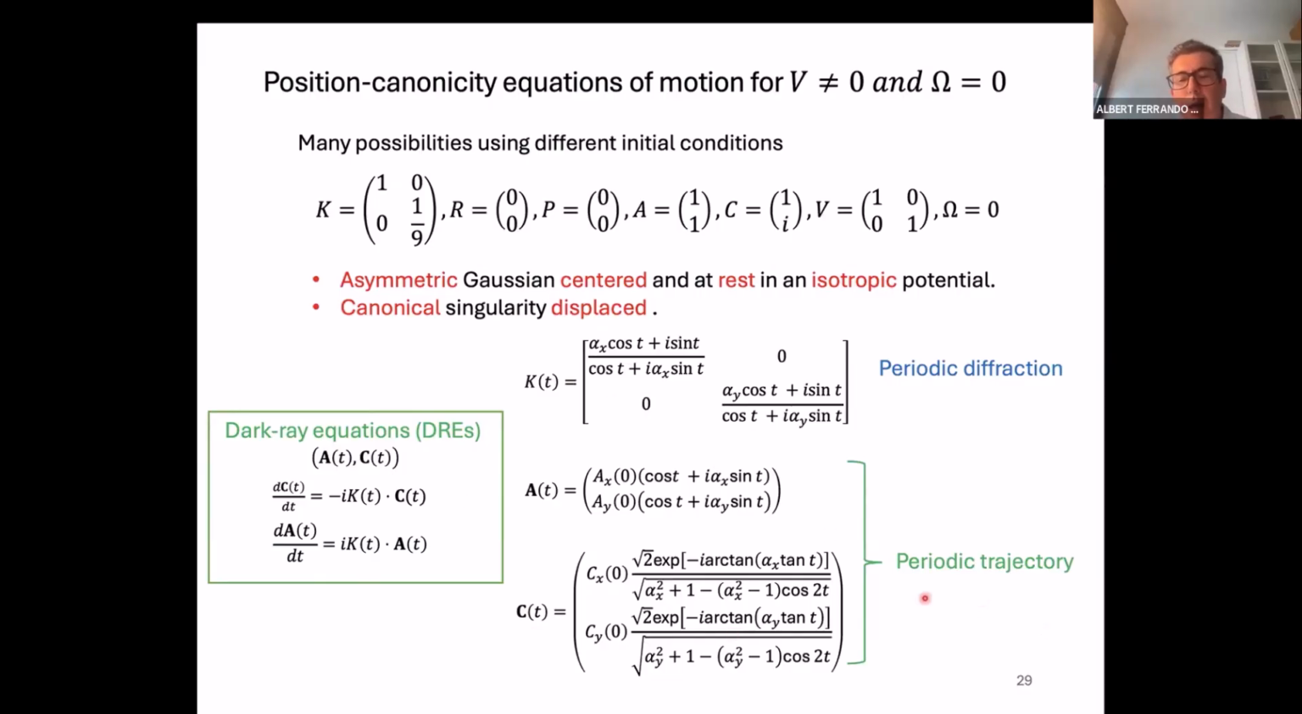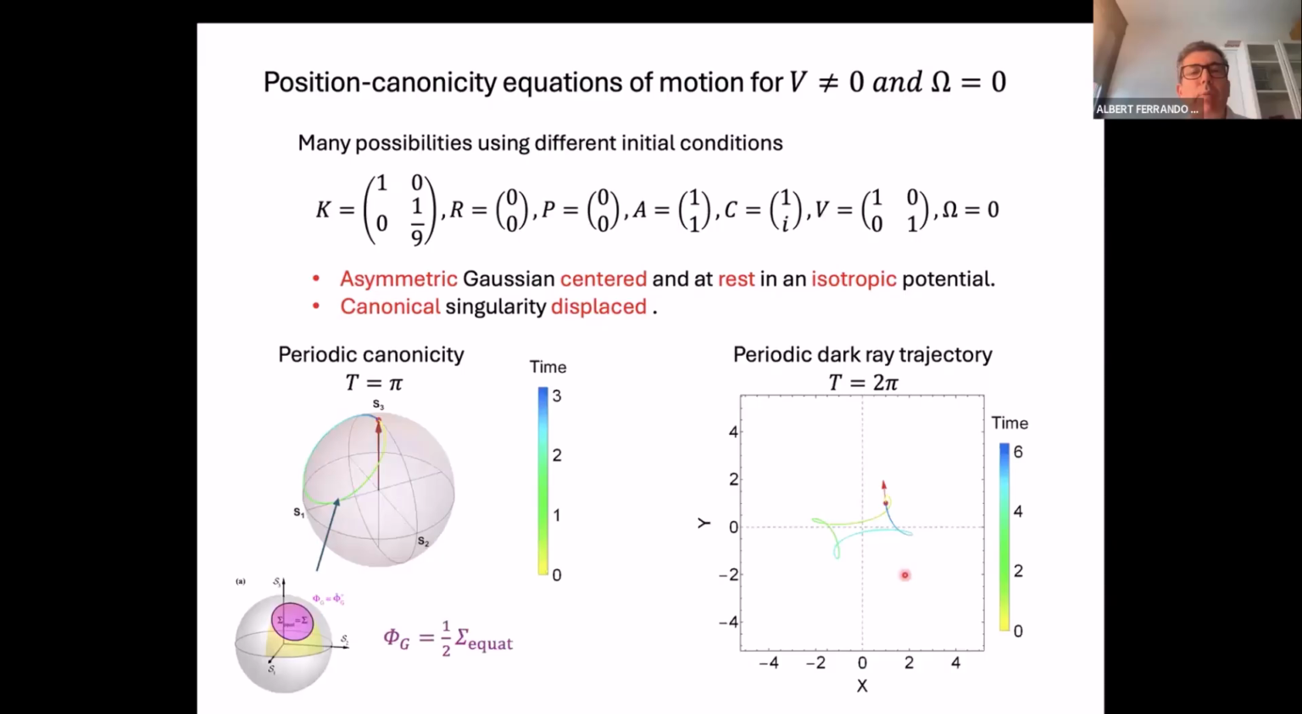And you see here, you get this periodicity in both cases. And we want to visualize this explicitly. And therefore, what we do is to make this nonlinear projection in order to see what we can obtain. And then we obtain this type of particular trajectory that I will show you, which has a period of 2 pi, whereas now our canonicity makes a tour that takes half of the time.